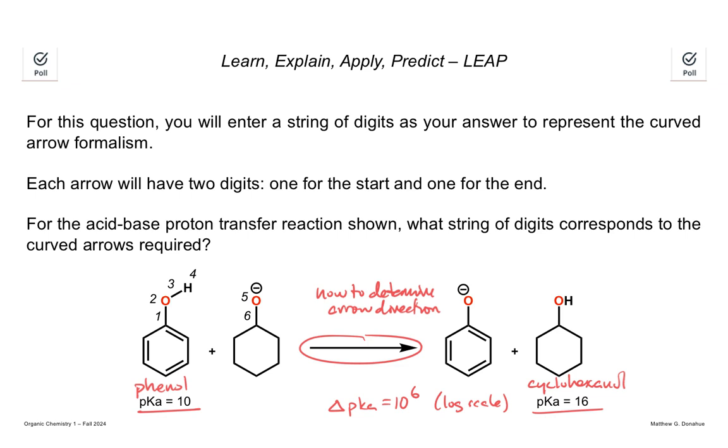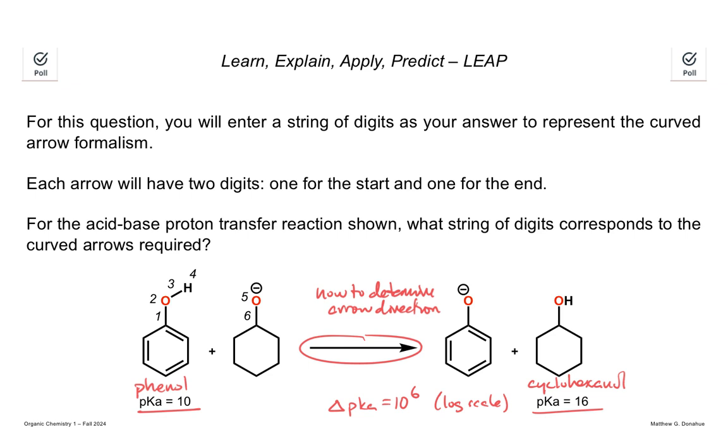I think as a general rule, if the delta pKa is greater than 10 to the 5th, you can assume that it's going to favor the products. If the delta pKa is between 10 to the 0 and 10 to the 5th, that's when you start getting into this sort of equilibrium. And we'll talk about how you draw those different arrows on the next upcoming slides.